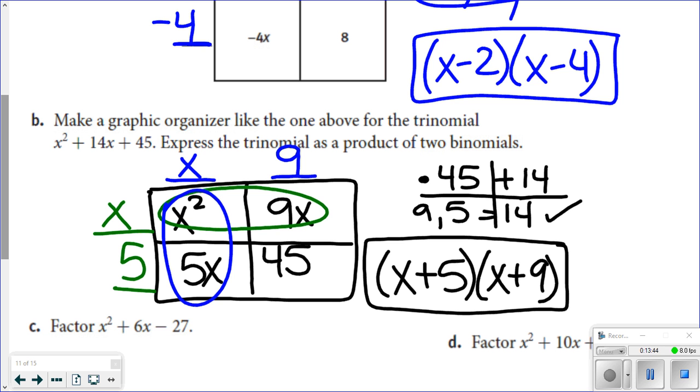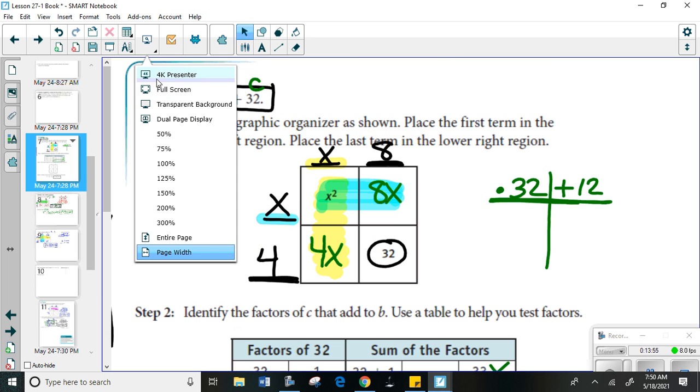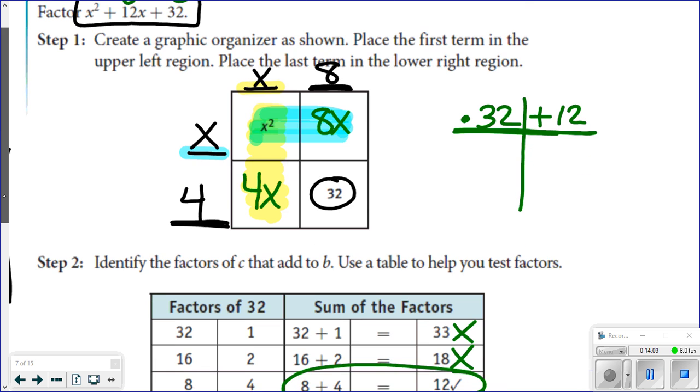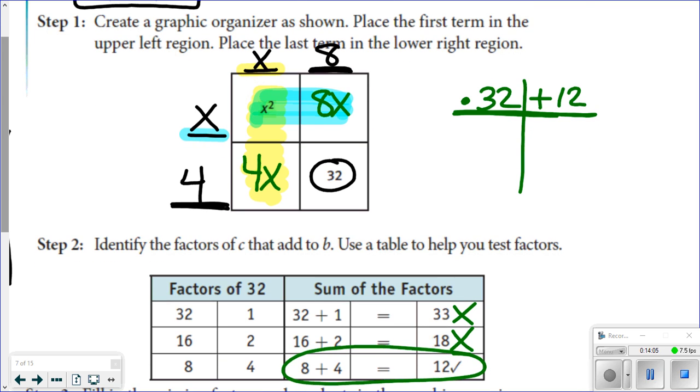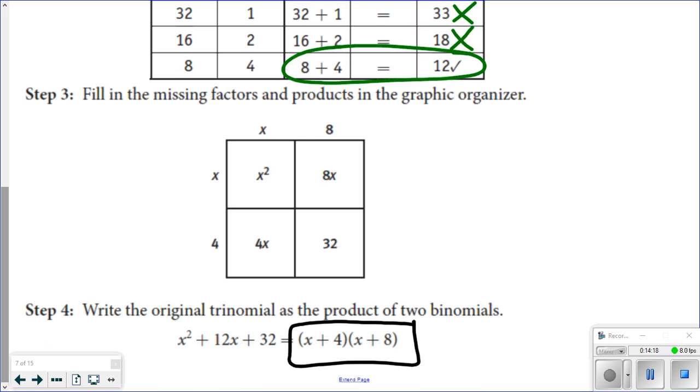All right, we're going to skip C and D for right now. And I am going to ask you what you notice. What were our two factors that multiply to get 32 and add to get 12? They were 8 and 4. And what was our answer here? Our answer was x plus 4 and x plus 8.